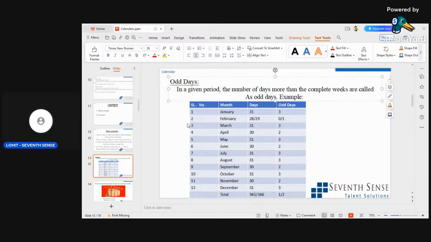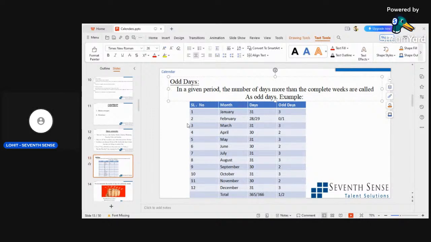As I told, complete weeks left with the days. Now you need to find out how many total weeks there are in 25 days. First of all, 3 weeks are there, right? After 3 weeks, that means 21 days. If you remove the 21 days, you are left with 4 days, and those 4 days are what we call odd days, right?